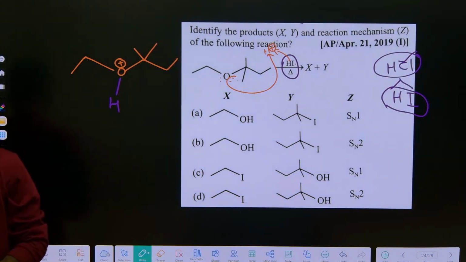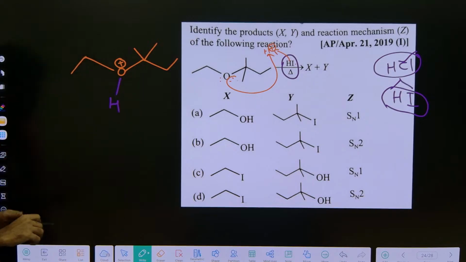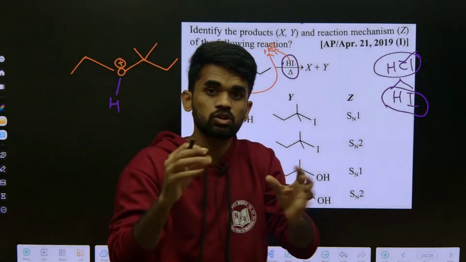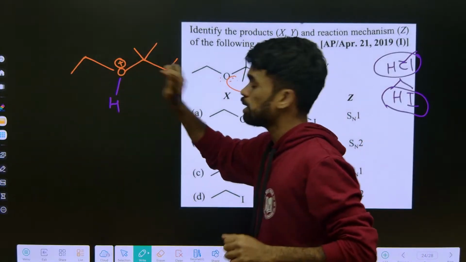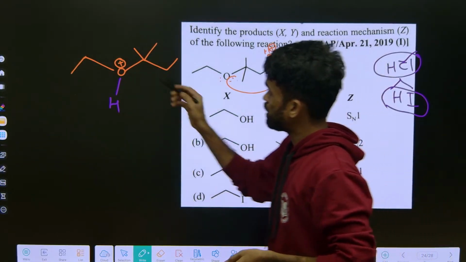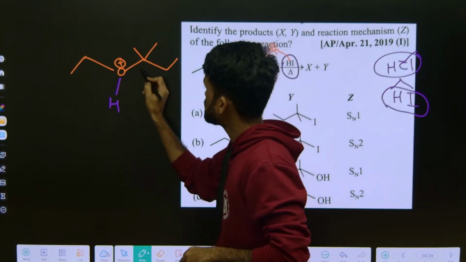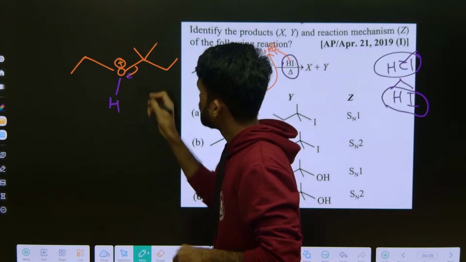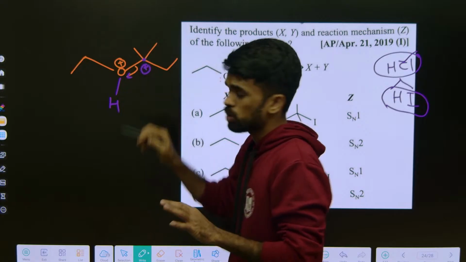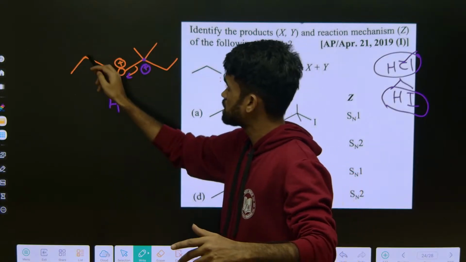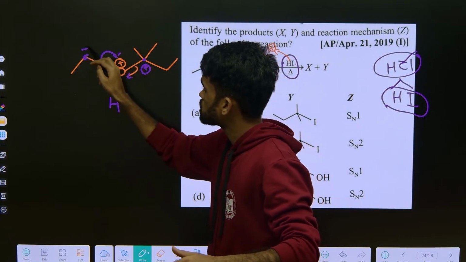Now after this, tell me what happens here? Oxygen with a positive charge. Generally oxygen is a very electronegative atom, the second most electronegative element in the periodic table. Now it is having a positive charge, so what will it do? It will take the bonded electrons towards itself. If it is dragging this bond towards itself, what charge is created on this carbon? We are going to get a positive charge here. Similarly on this side, if it drags the bond, we are going to get a positive charge on this carbon.